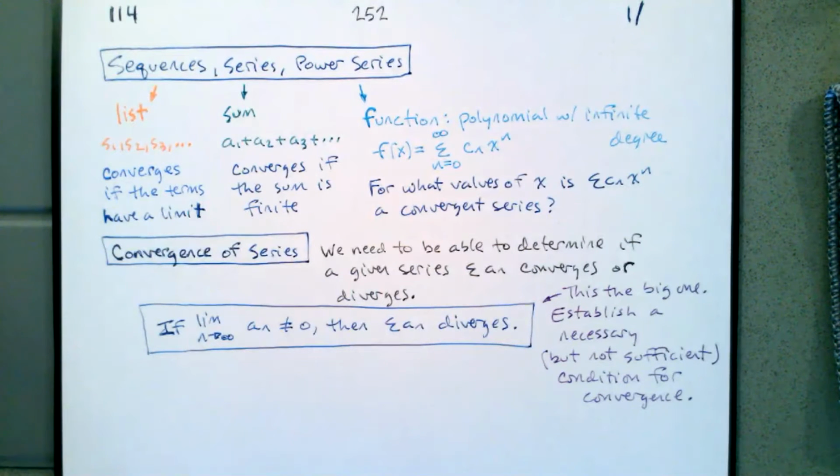Yesterday, we did the big one. We established the necessary but not sufficient condition for convergence. That is, if the limit of the terms is not zero, then the series diverges. The contrapositive of this statement says that if a series converges, then the limit of the terms must be zero. It does not tell us that if the limit of the terms is zero, the series converges. That would be too easy. So that's what I mean when I say the limit of the terms being zero is a necessary but not sufficient condition for convergence.